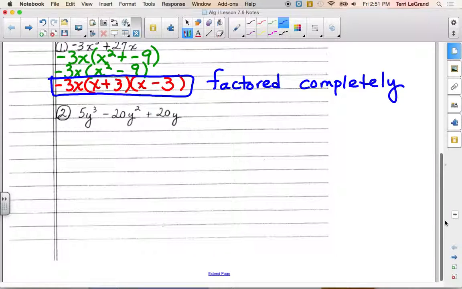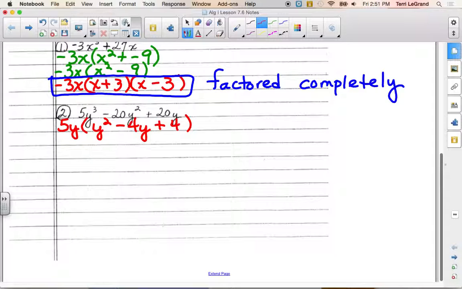First question: GCF. Yes, it can be. So what's its GCF? 5y. A 5 and a y, just y, because one of them only has a y. So 5y cubed divided by 5y is y squared, take away 4y, plus 4. Done?